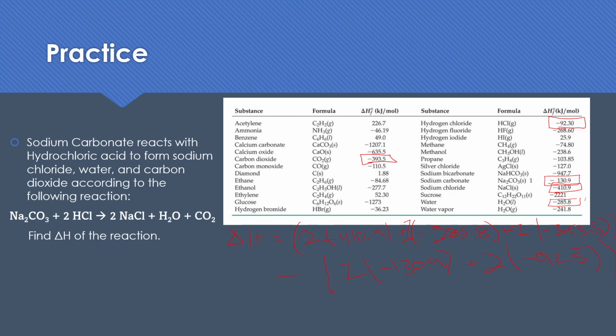So all of this minus all of this, and you get negative 118.56... negative 1185.6 kilojoules per mole. That's all it is. It looks way more complicated than it actually is.